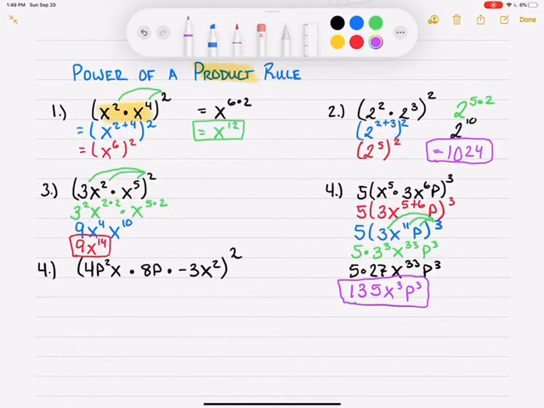In my last problem, I have quite a bit going on. 4p squared x times 8p times negative 3x squared, all raised to the second power. Me personally, I'm going to multiply those three numbers first, 4, 8, and negative 3. 4 times 8 is 32, times 3 is 96, so negative 96. I have p and p squared and p, that's p to the third. And I have x and x squared, that's x to the third. And this is all being raised to the second power.